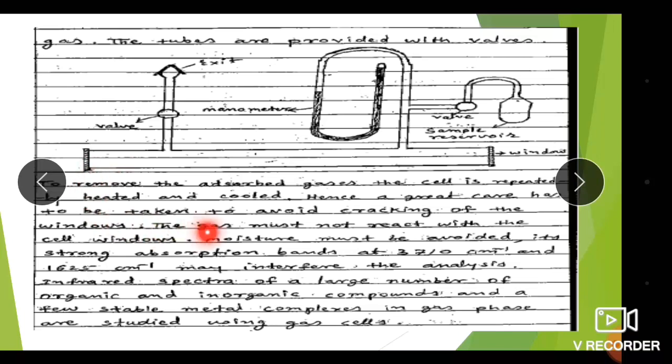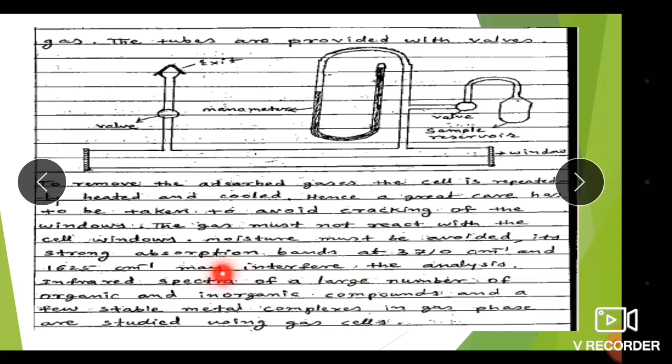So for removing other gases, we slowly heat the cell, and care must be taken to avoid cracking of the windows. The gas must not react with the cell windows. Moisture must also be avoided.